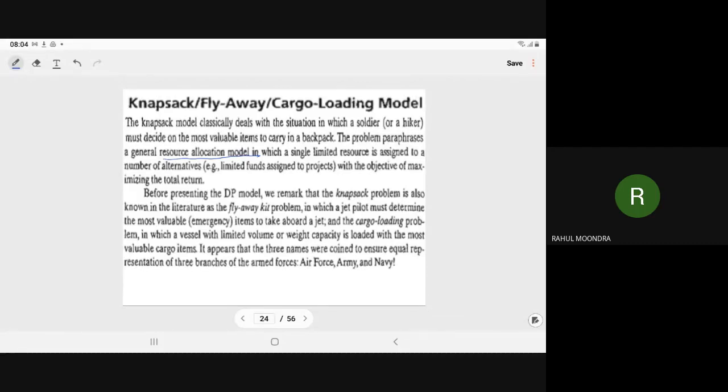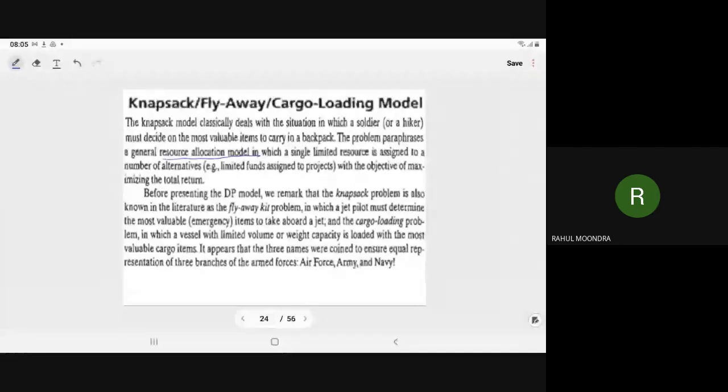So what is the common objective in all? The common objective in all is to maximize the total revenue. It can be a maximization problem, and it can be a minimization problem also. Before presenting the DP model, we remark that the knapsack problem is also known as the flyaway or cargo loading problem. In the flyaway, in the plane, you have to decide how many items of a particular type we should carry, because there is a limitation: a volume limitation in cargo loading, or a weight limitation in the knapsack.